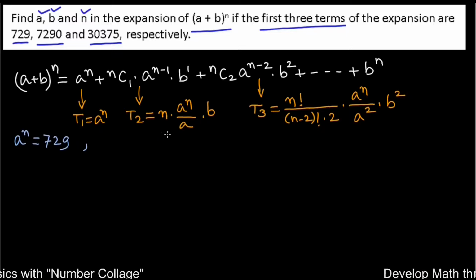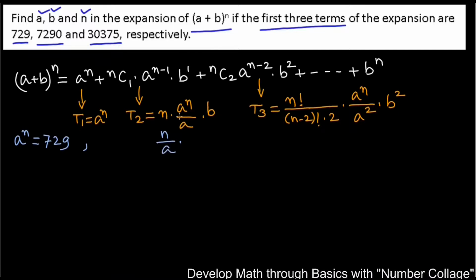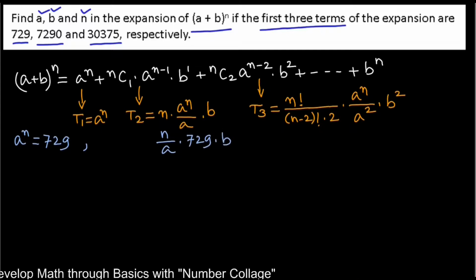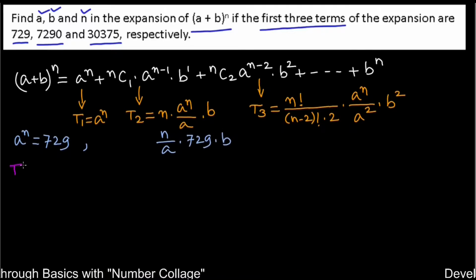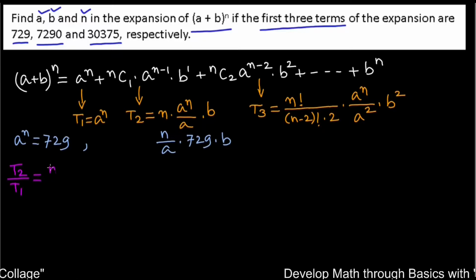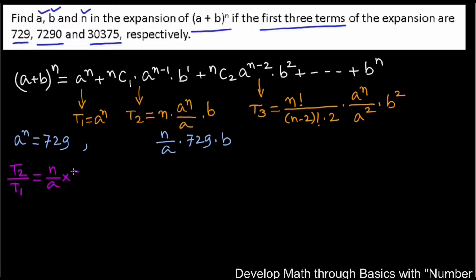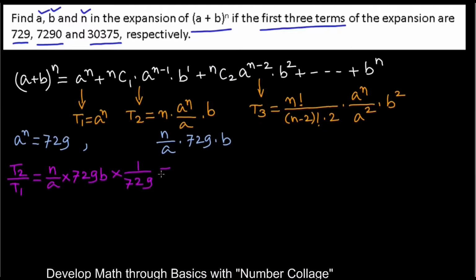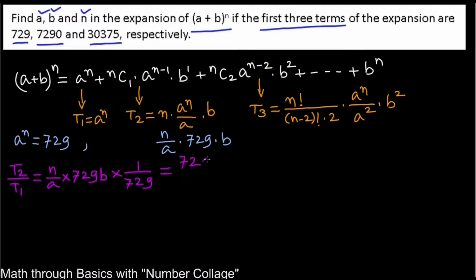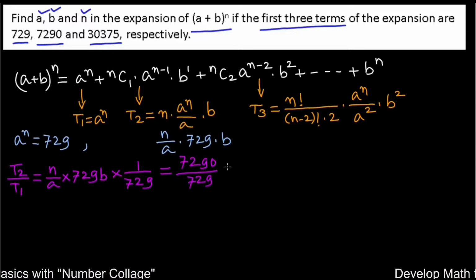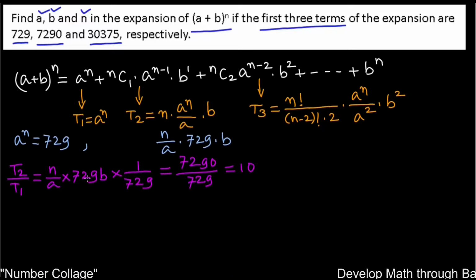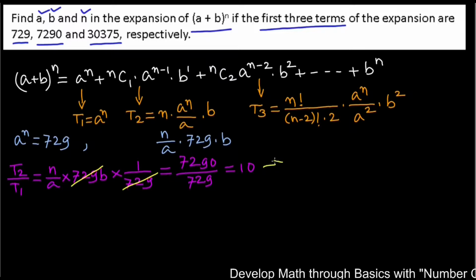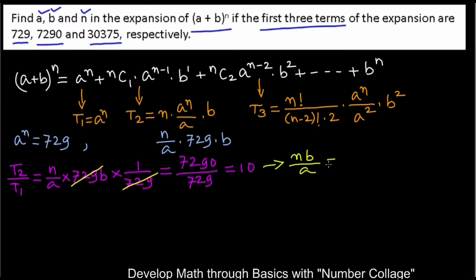The second term is n upon a into a^n, but a^n is 729, into b. First we will divide t2 by t1. That will give us n upon a multiplied by 729b divided by 729. Now this is given, t2 is 7290 upon 729, so that will be 10.